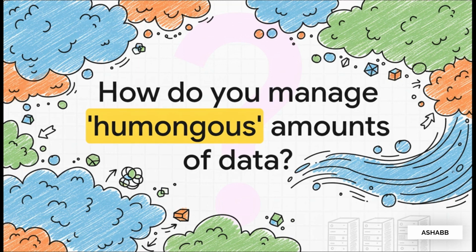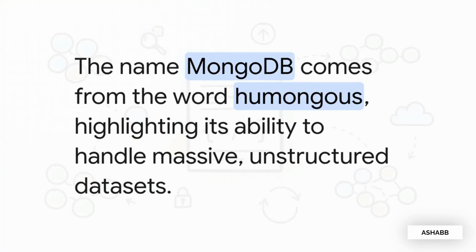And one of the biggest names in the game has a name that pretty much says it all. You guessed it, the name MongoDB literally comes from the word humongous. It's baked right into its DNA. Its whole reason for being is to tackle massive data sets like it's no big deal. So how does it actually pull that off? Let's get under the hood.